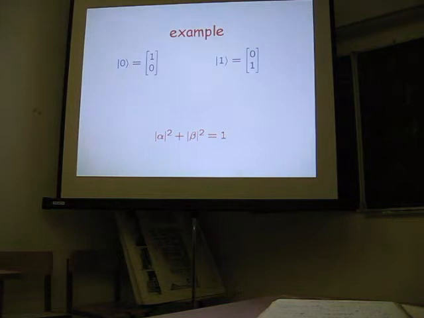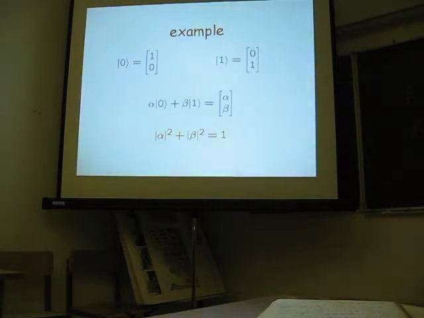So we had the notion of a qubit, which was a possible superposition of the 0 state and the 1 state, and you had the property that if you square these amplitudes and sum them up, you get 1. When you measure the qubit, you will see 0 with probability alpha squared and 1 with probability beta squared.